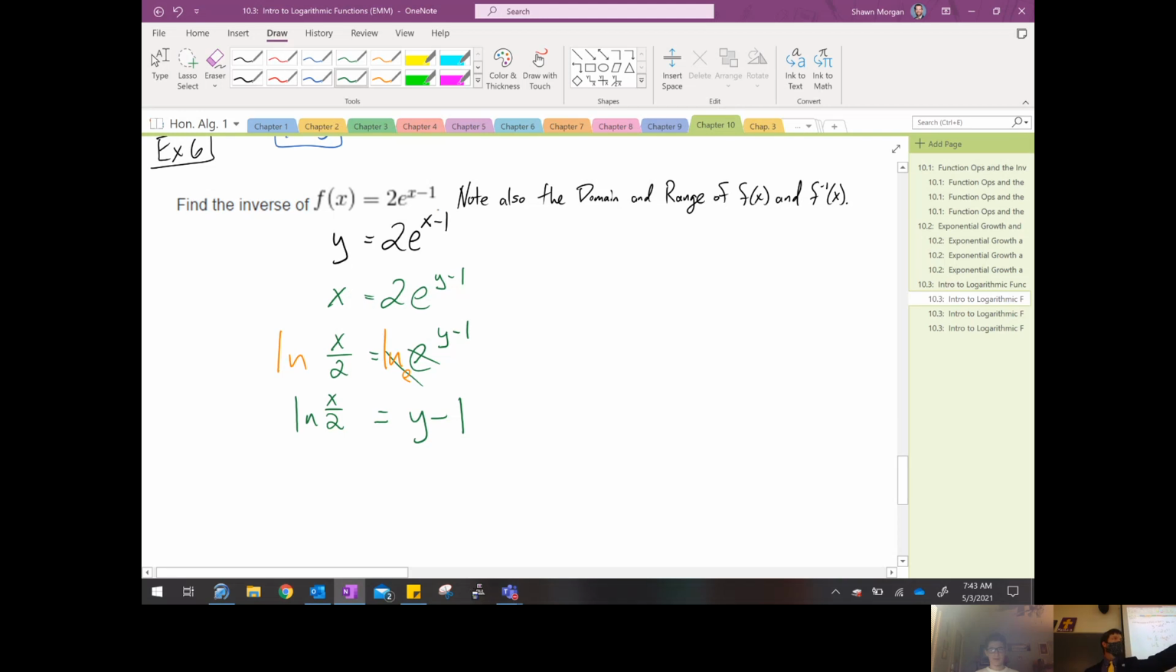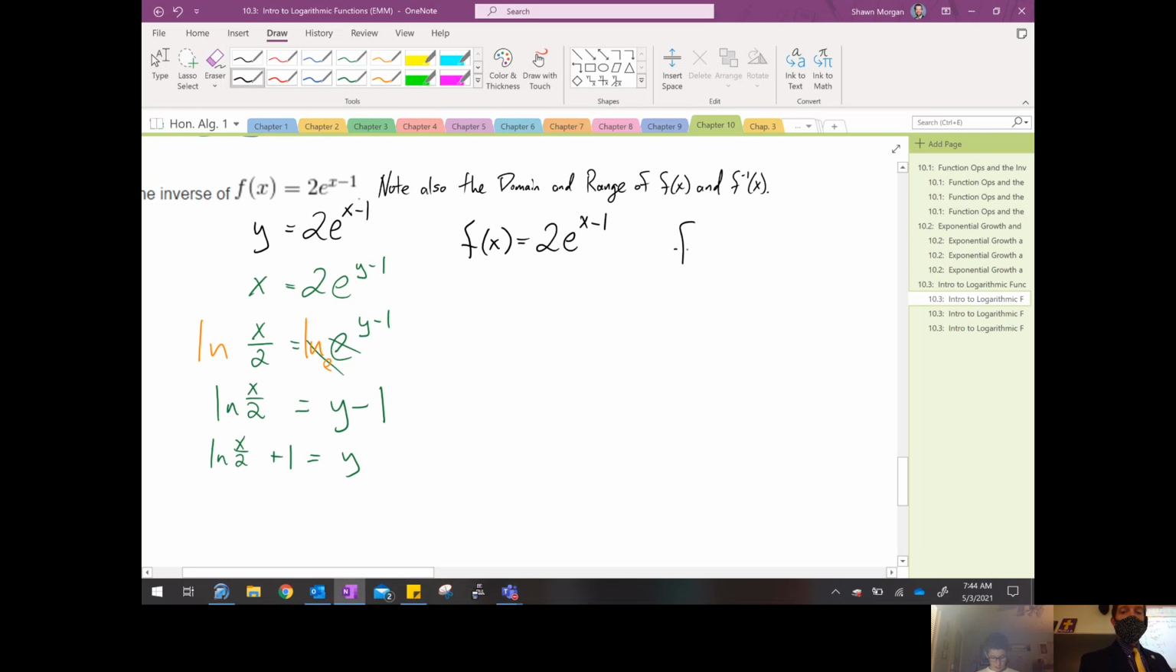Now, Andrew Jago, add 1 to both sides. Good. So what we did was we peeled back the layers. We started on the outside, and we worked our way to the inside. So we'll add 1 to both sides. We get y equals natural log of x over 2, and then plus 1. So that is my inverse function. So here I've got 2 times e to the x minus 1. And then here I've got its inverse, natural log of x over 2, and then plus 1.